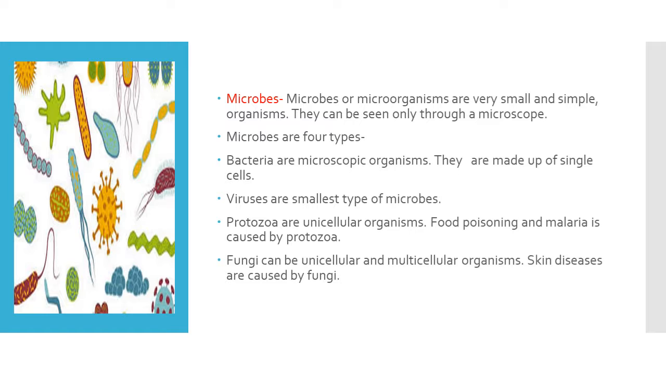Bacteria are microscopic organisms. They are made up of single cells. Viruses are the smallest type of microbes. Third is protozoa. Protozoa are unicellular organisms. Food poisoning and malaria are caused by protozoa. Fungi. Fungi can be unicellular and multicellular organisms. Skin diseases are caused by fungi.